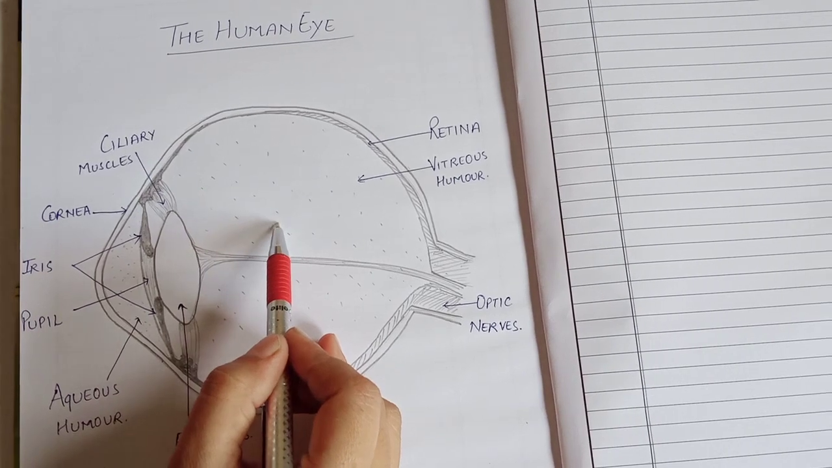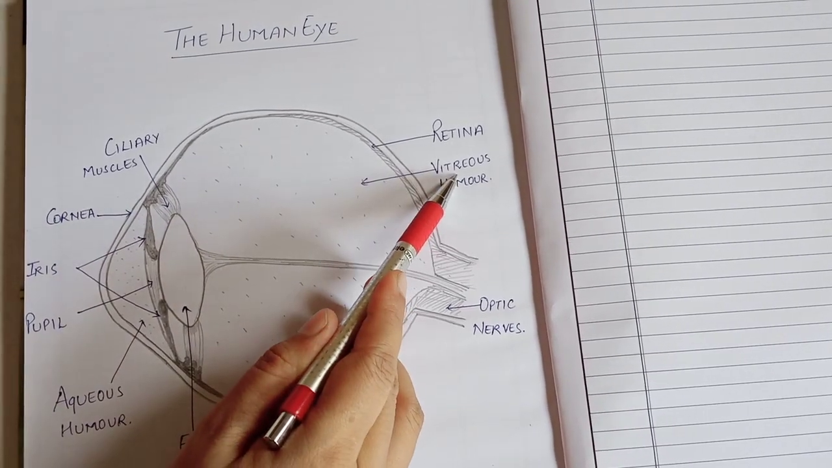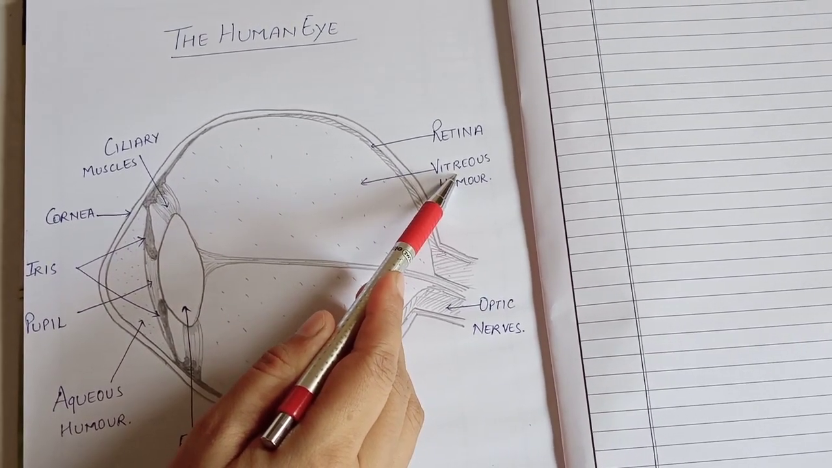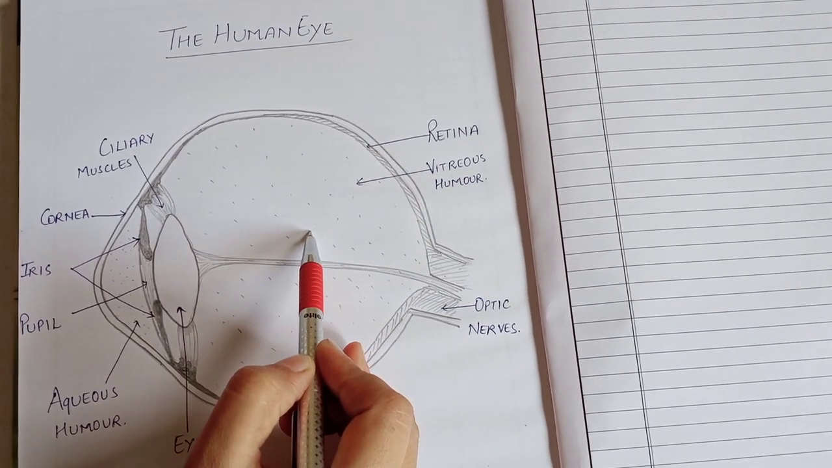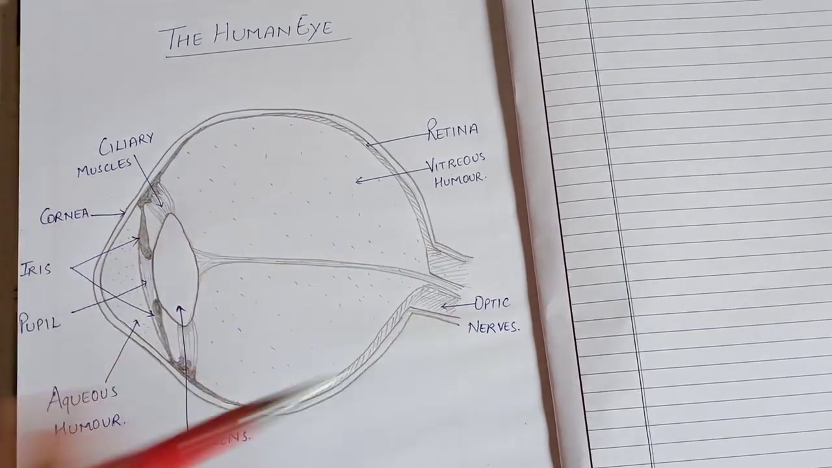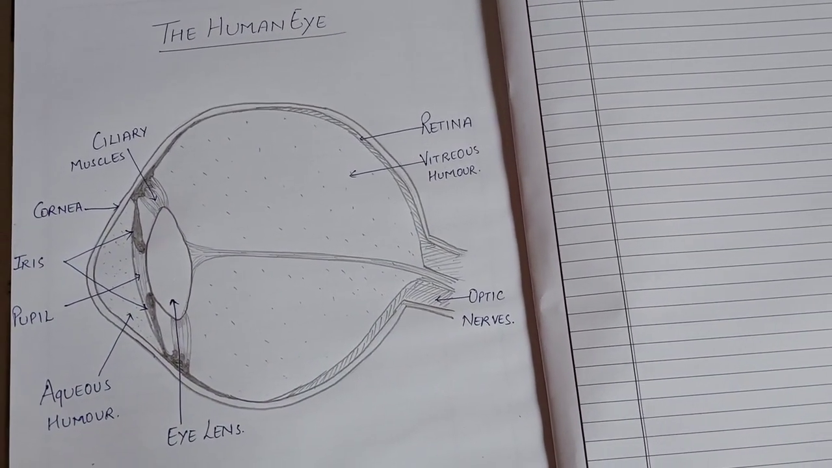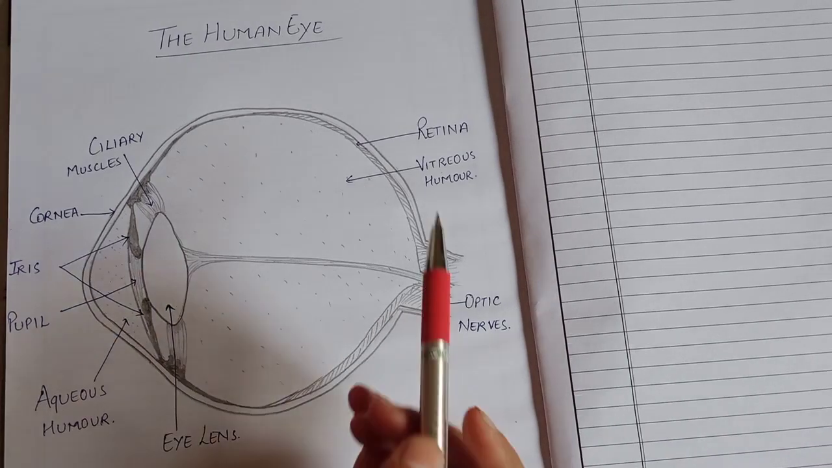Besides this, the eyeball is filled with vitreous humor. Vitreous humor is again a semi-solid jelly-like fluid which acts as a cushion inside it and helps the eye to be protected from any jerks or something like that.